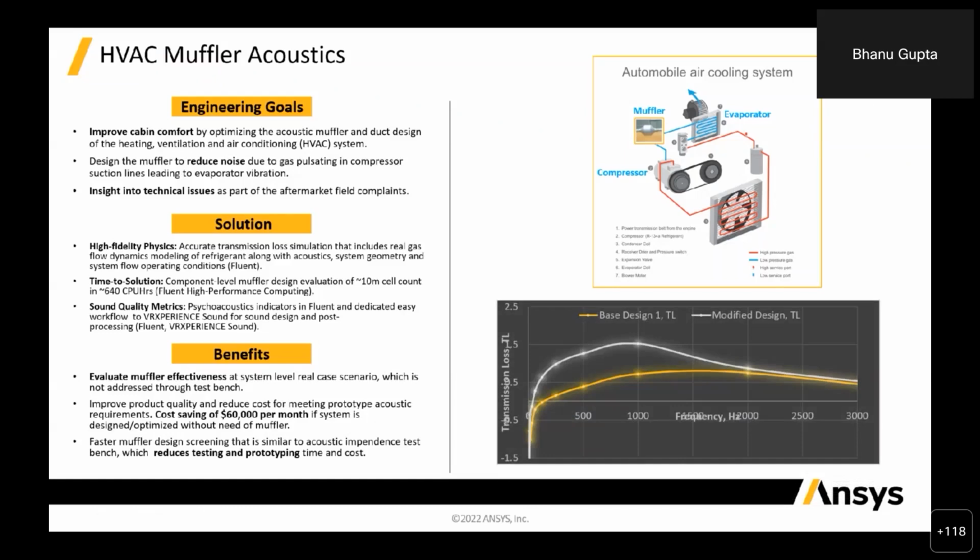So this is one example, and transmission loss is one of the important outcomes that we look at. If you see the turnaround time, I would say it is around 24 hours to get a design iteration. And an important part is that you can model the real gas flow, real gas phenomena, because it's a refrigerant that we are modeling. And you can save a lot of cost at early designs.